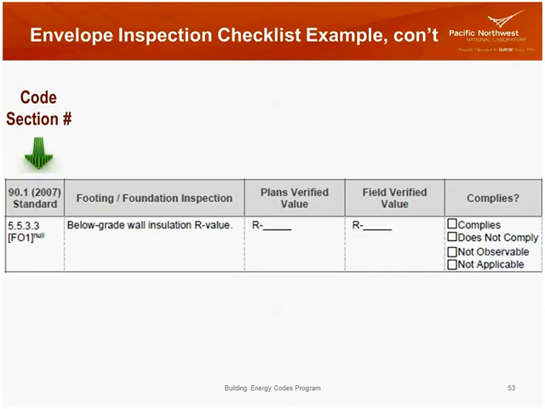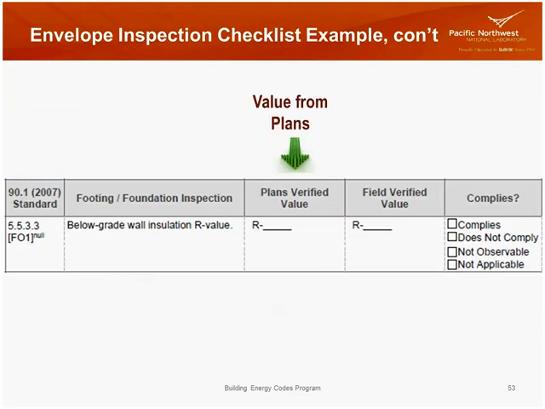if you want to be on the same playing field as the plan reviewer or inspector, and you're the designer out on site or the contractor, here's your section number to go talk about below grade wall insulation R-values, as an example. So that's the next column that's on here, the inspection type.